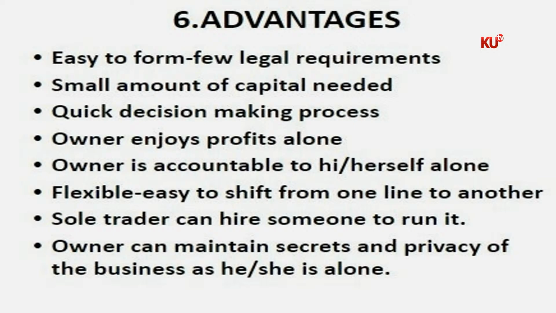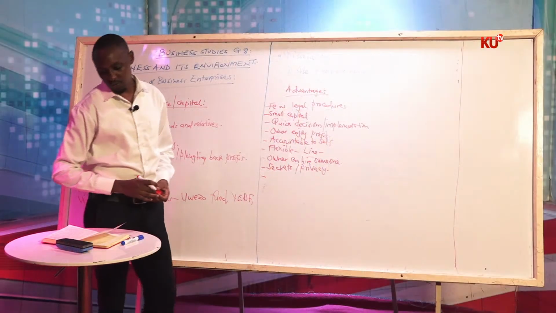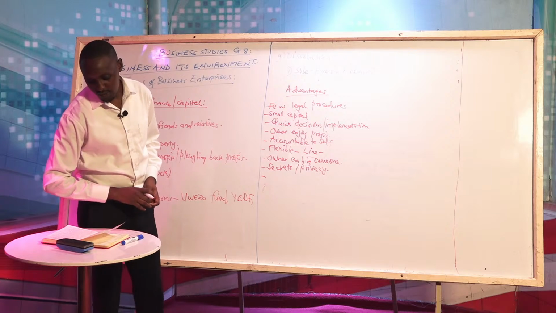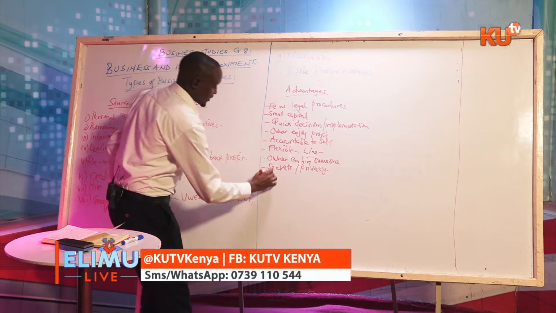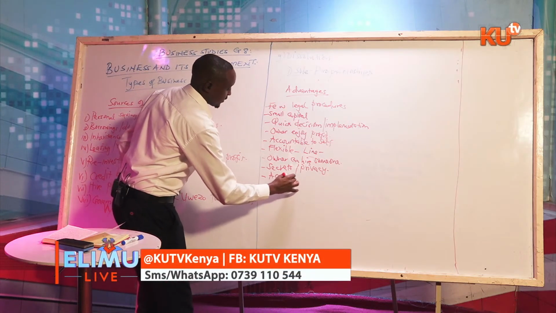Maybe you have a few debtors. Debtors are people we have given out goods in a business. So you have debtors out there that have taken your goods on credit. Nobody is supposed to know that they have taken goods out there. And that is why, because this business is owned by one person, it is easier to keep secrets or privacy of the business.